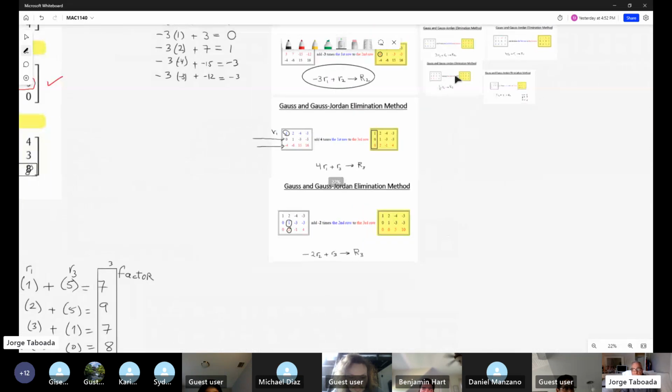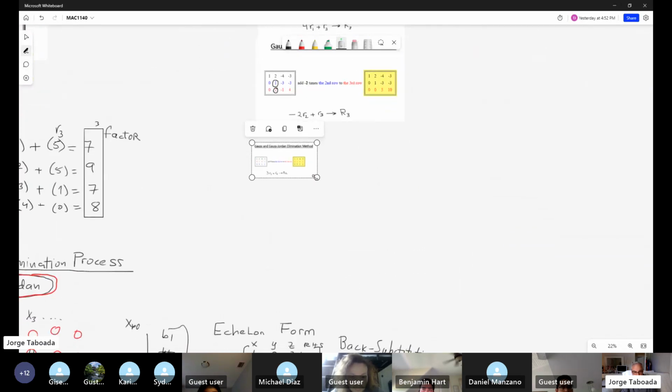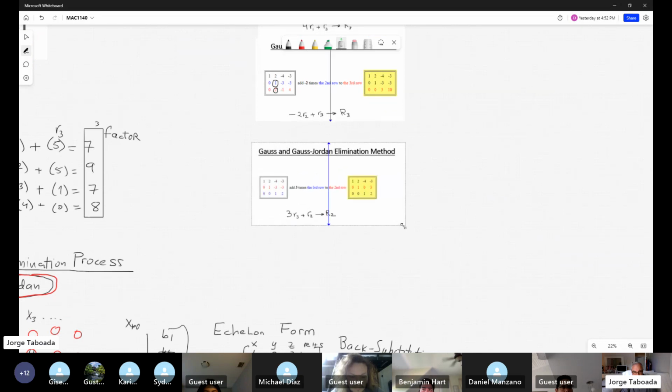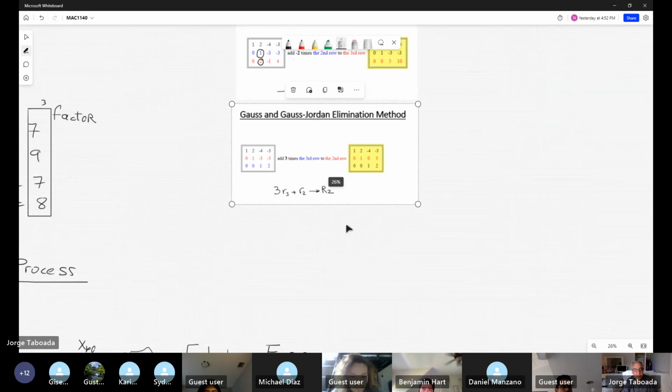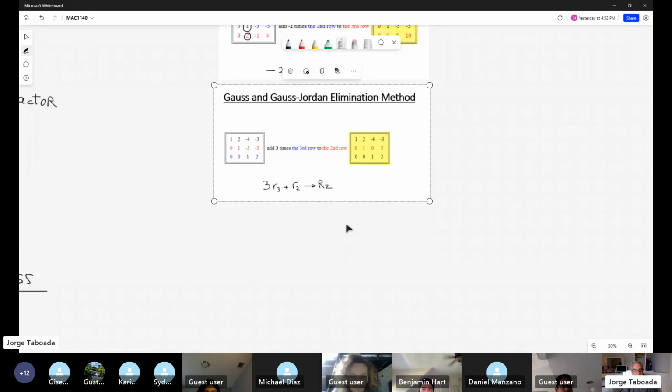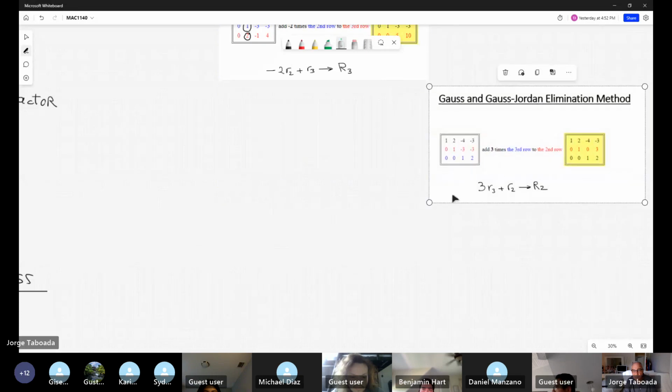Now, what should I do after that? Well, I move on to row 3. Suppose I want to do it using Gauss-Jordan. Oh, well, let me see. No. This is not the slide. Sorry.